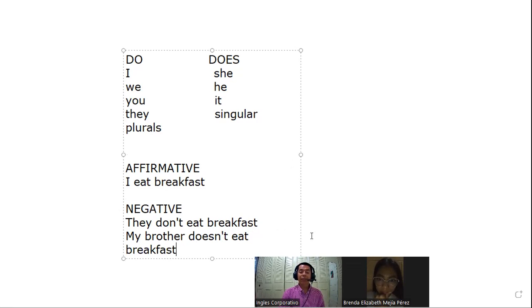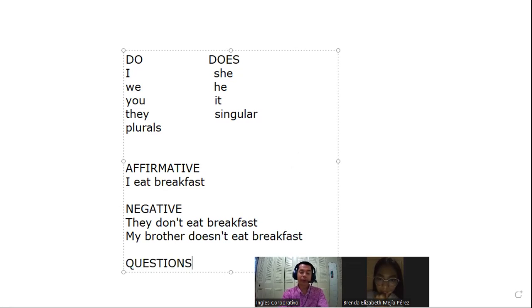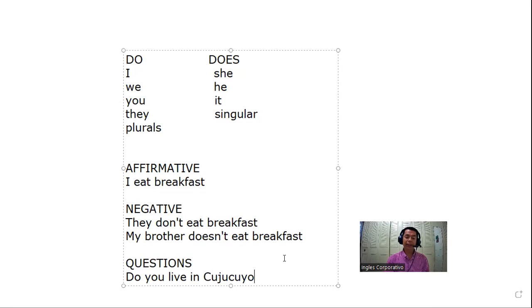Además, el do y el does se usan en preguntas también. Questions. For example, do you live in Cujucuyo? Question mark at the end, right? Do you live in Cujucuyo? Yes, I do. Or no, I don't. Sí, yo vivo en Cujucuyo, o no, yo no vivo en Cujucuyo, ¿ok?